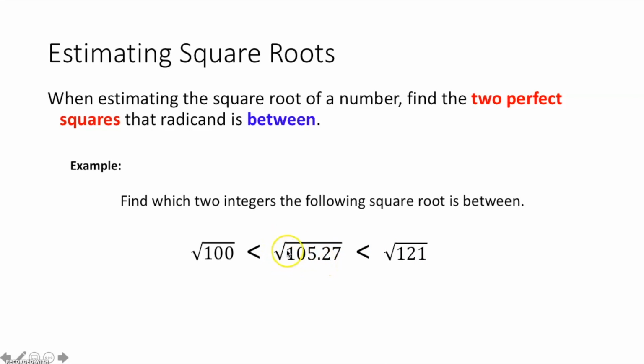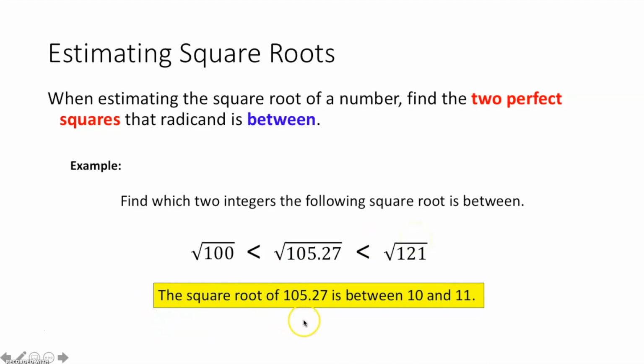Therefore, we know the square root of 105.27 has to be between the square root of 100, which is 10, and the square root of 121, which is 11. So we can say the square root of 105.27 is between 10 and 11. That's how you estimate square roots.